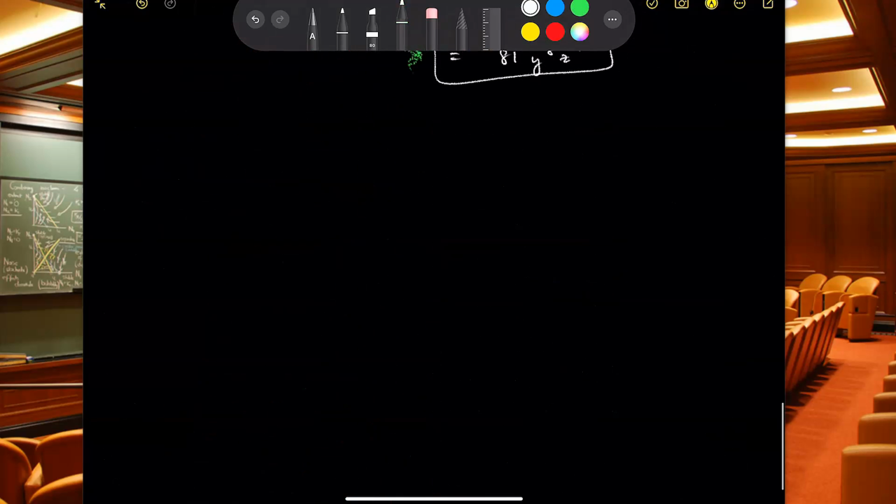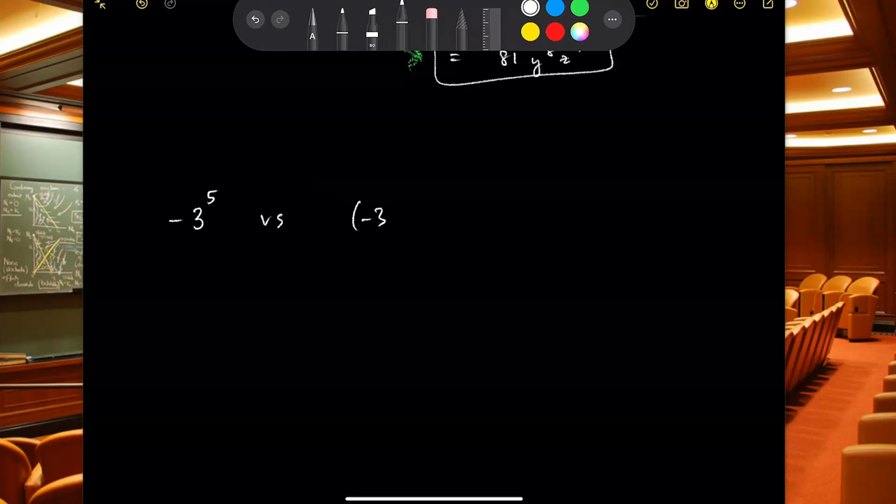I just wanted to again clarify the difference, right, in remembering that negative 3 to the 5th versus negative 3 to the 5th, so the difference between when brackets are used with an exponent and when they're not. Here, this 5 is really only tied to this 3. And here, this 5th power is tied to the whole thing.